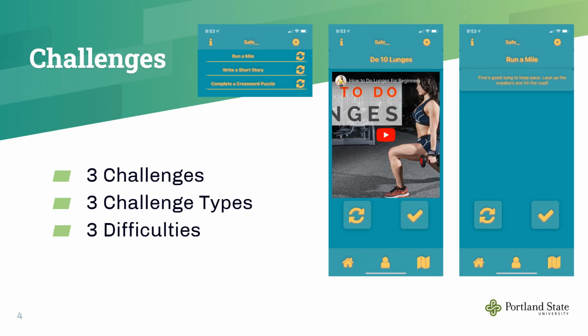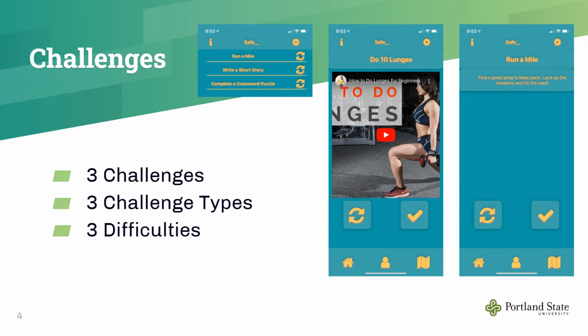First, every user always has 3 challenges active. If you don't like a challenge, you can refresh it to get a new one. When you complete a challenge, you earn the score and levels associated with that challenge, and you get a new challenge immediately added back to your active challenge list. There are 3 types of challenges: physical, mental, and social.